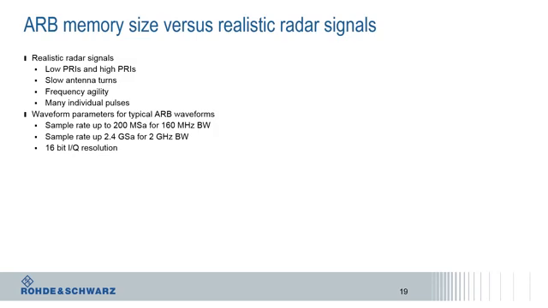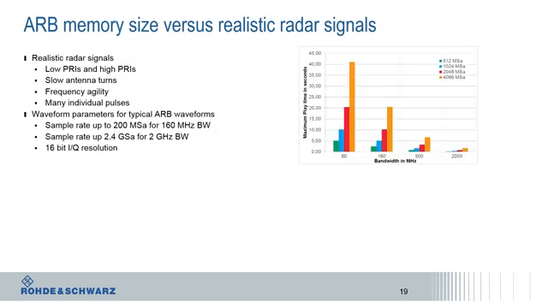In order to produce such a signal, of course, the waveform capabilities of the ARB need to be considered. So the play time mostly depends on the used bandwidth or the sample rate. For 160 MHz bandwidth, this is 200 megasamples per second for the Rohde & Schwarz signal generators. For 2 GHz bandwidth, it's 2.4 gigasamples per second. And of course, the resolution of the IQ data needs to be considered.